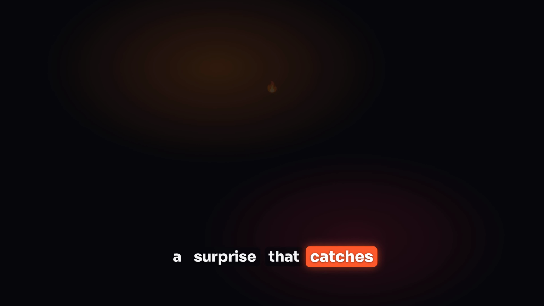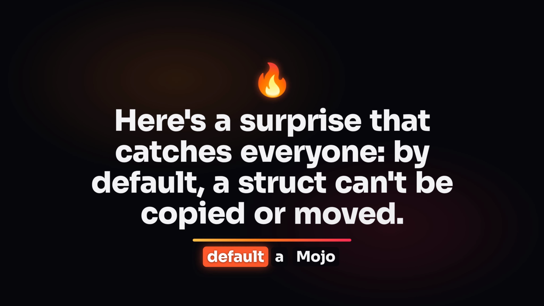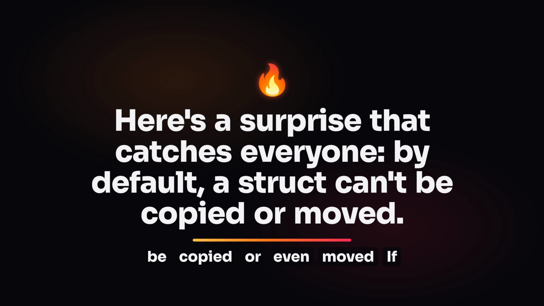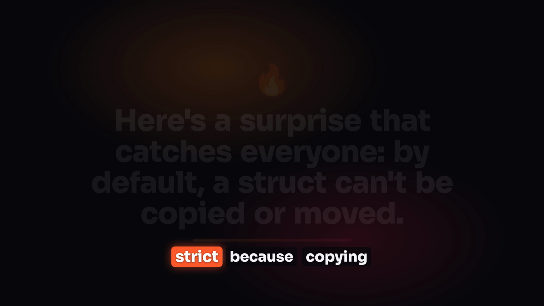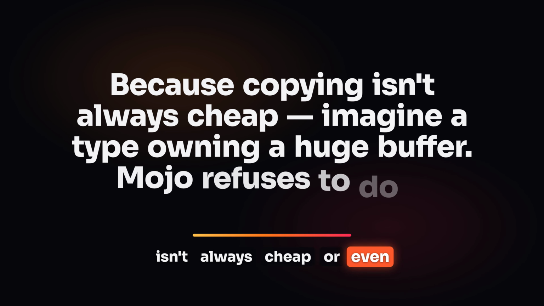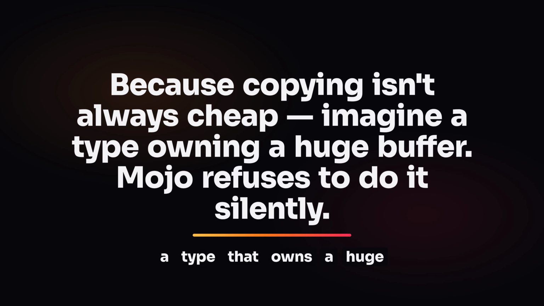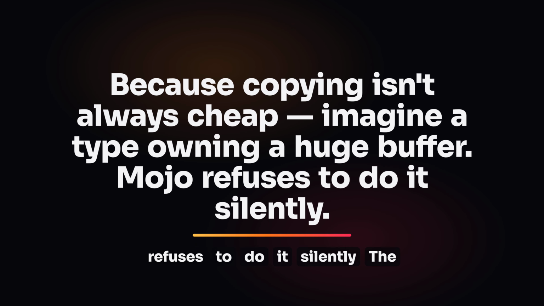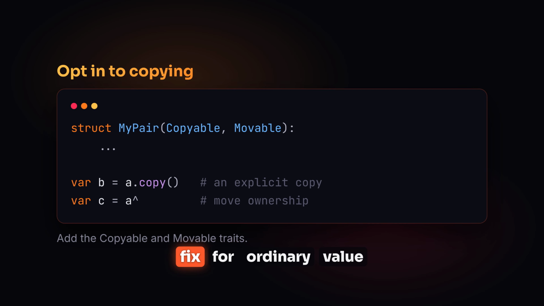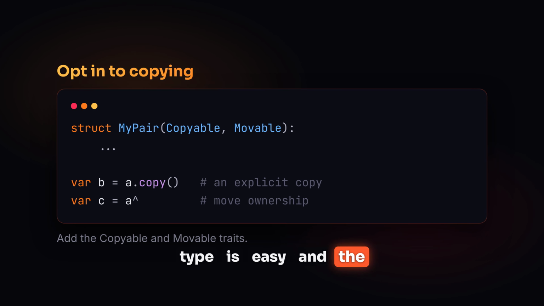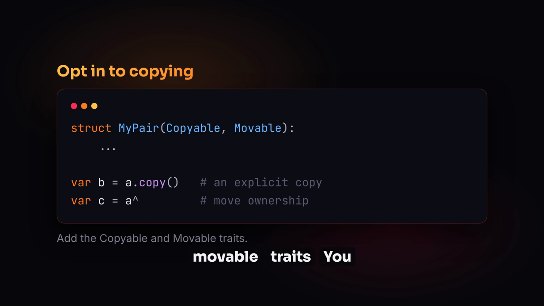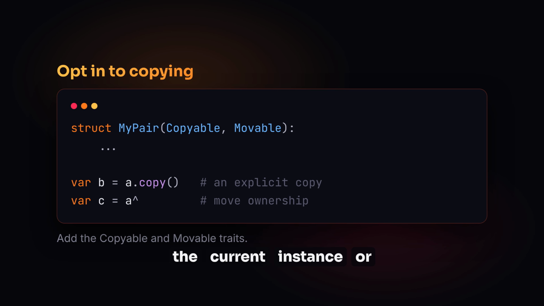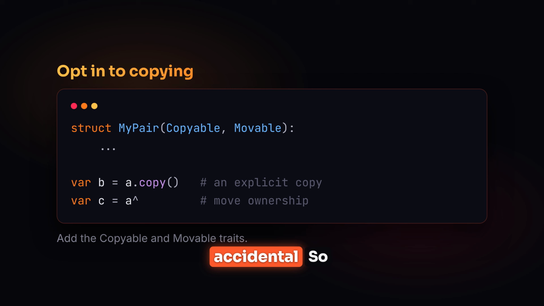Now a surprise that catches absolutely everyone. By default, a Mojo struct cannot be copied or even moved. If you wonder why this is so strict, it's because copying isn't always cheap or even sensible. Now picture a type that owns a huge data buffer. So this is the reason Mojo refuses to do it silently. The fix for an ordinary value type is easy, the built-in Copyable and Movable traits. You can make an explicit copy or move ownership with the caret. Intentional, it is never going to be accidental.